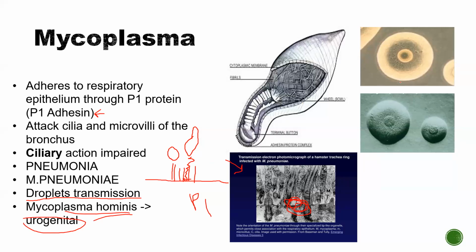Something unique about it also is that it shows a fried egg appearance. So if you get fried egg appearance, it's mycoplasma. Now, a way to connect the dots, always remember how it looks, the shape, because the shape will remind you of how it causes disease. Then it will remind you that it causes ciliary impairment, and that will remind you of pneumonia. So remember P1 adhesion. This is a main, really important virulence factor that mycoplasma has. So is mycoplasma clear?